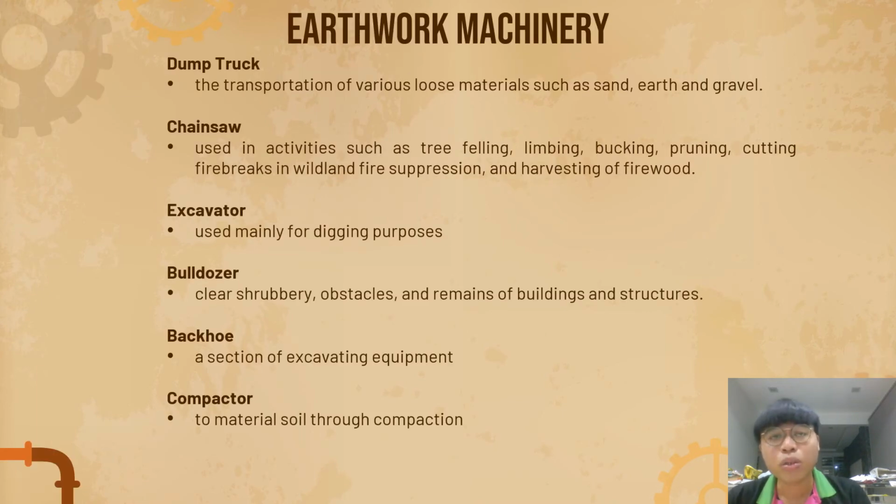Now we go to the earthwork machinery. There's the dump truck, for the transportation of various loose materials such as sand, earth and gravel; the chainsaw, used in activities such as tree felling, limbing and pruning, cutting fire breaks in wildland, fire suppression and harvesting of firewood. Then the excavator, used mainly for digging purposes; bulldozers, to clear shrubbery, obstacles and the remains of buildings and structures; the backhoe, a type of excavating equipment; and the compactor, to compact material soil through compaction.